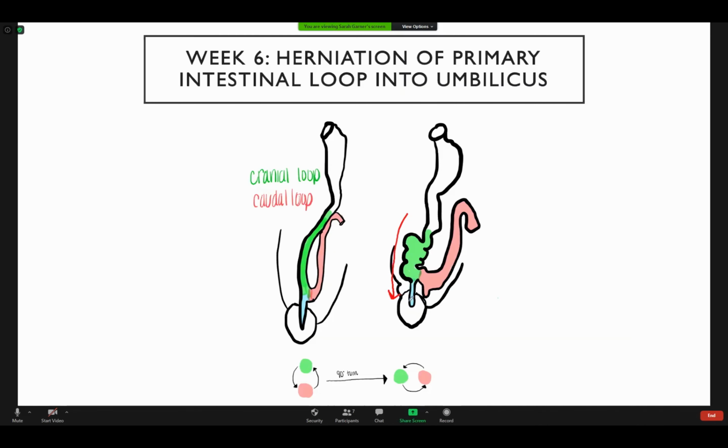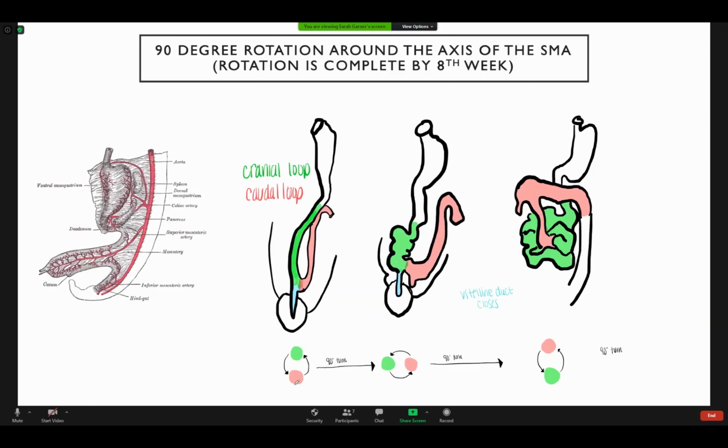And as this happens, it actually rotates 90 degrees. So this is the first rotation. This is important. And here you can see that it's kind of still attached out here by that vitelline duct. Now, it's then going to come back in and rotate again as it's doing so. So the superior mesenteric artery, remember, it's going to supply the whole midgut. So the superior mesenteric artery is kind of coming out into the umbilical cord with the intestinal loop. And at this point, it's going to rotate another 90 degrees around that superior mesenteric artery. And then it's going to come this way.